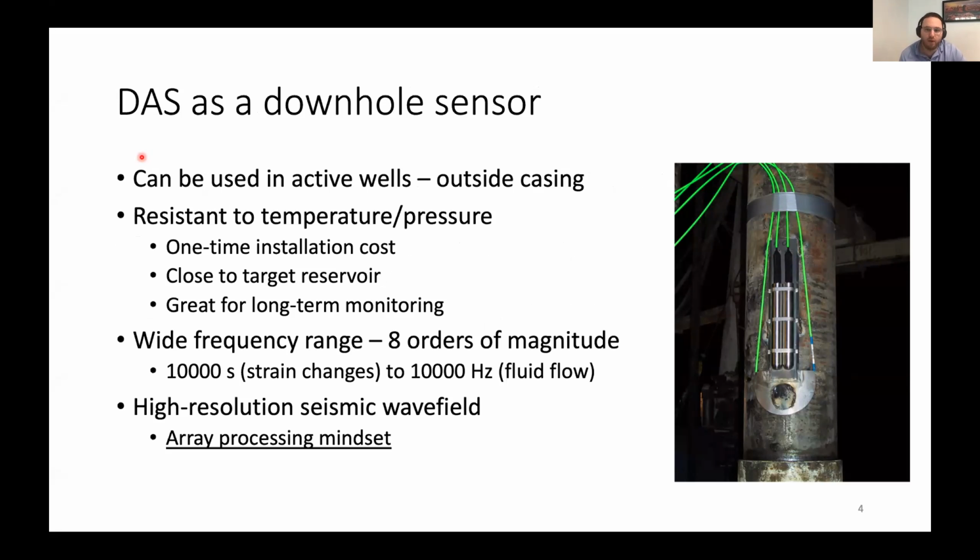But that means the well is free and you don't need to drill a dedicated monitoring well like you have to do with conventional downhole geophones. In addition to that, fiber is a lot more resistant to temperature and pressure when you compare it to conventional tools. So you do have to pay this one-time upfront installation cost of the fiber, but once it's there, you can get much closer to the target reservoir because you can withstand the temperature and pressure, and the fiber is going to stay there for a long time, years, or if you're lucky, even decades. So it's great for long-term monitoring.